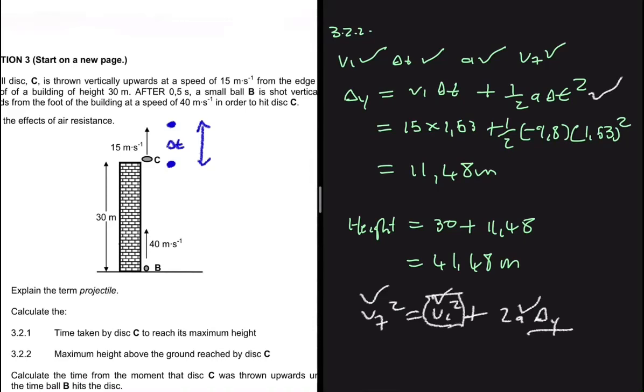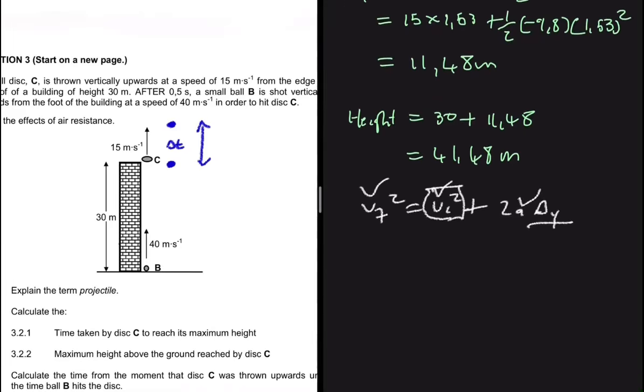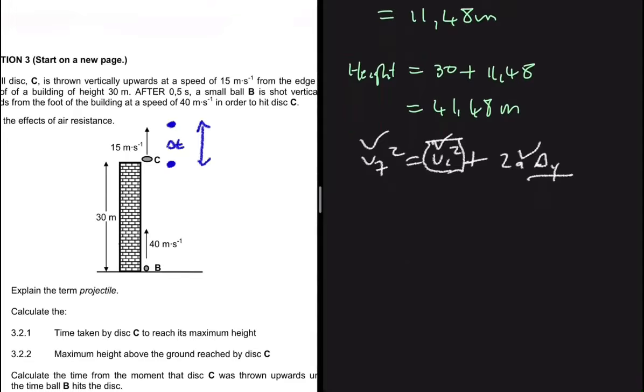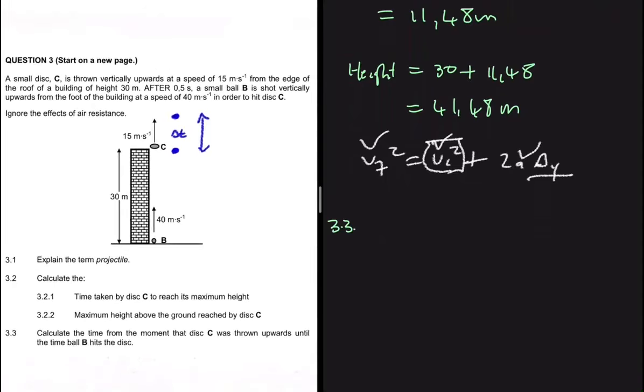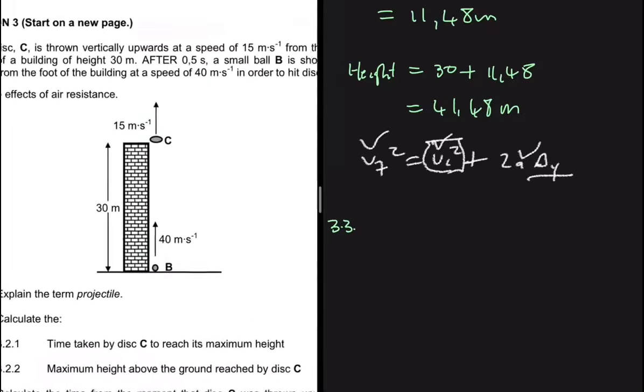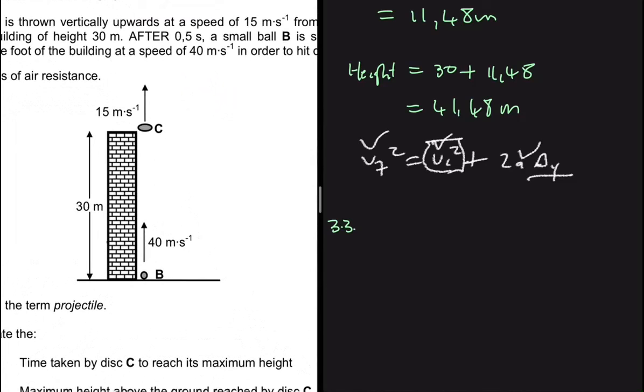Right, let's move to 3.3, the interesting question, the one we've been essentially waiting for, right? So 3.3 says, let's calculate the time from the moment that disk C was thrown upwards until the time ball B hits the disk. So let me show you something. Let me just get rid of this and let's look at our sketch, right? So let's say these two objects strike each other at this point.